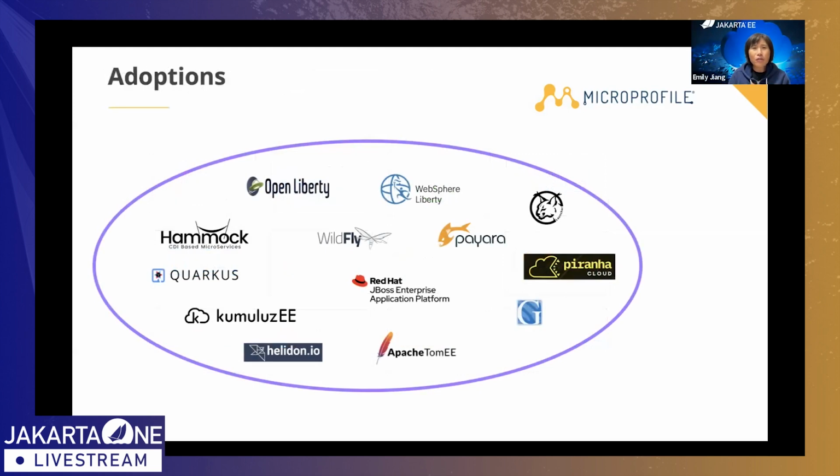MicroProfile is a cloud native standard. It publishes APIs, and there are many adopters for these APIs. In IBM, we have Open Liberty and WebSphere Liberty. Red Hat has WildFly and Quarkus, and Payara has Payara. Tomitribe has Apache TomEE. Oracle has Helidon, and Fujitsu has Launcher, and also Hammock, Piranha Cloud, Apache Geronimo, and Red Hat JBoss. As you can see, there are many implementations for you to choose from.